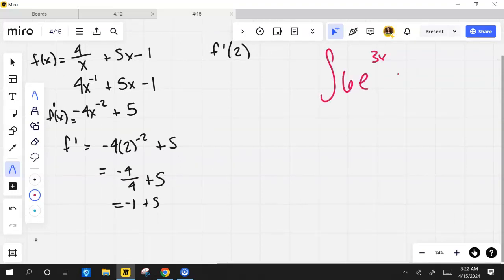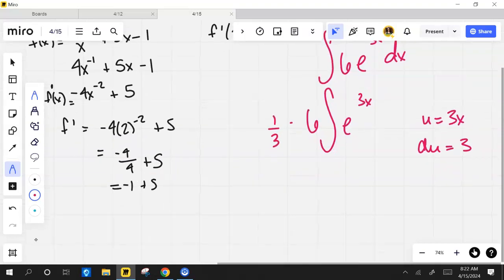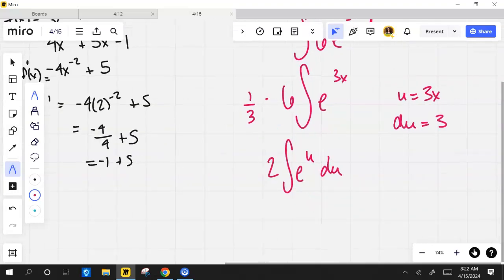6e to the 3x. I pulled the 6 out front. E to the 3x. I made u be 3x. I made du be 3, which means I need to counter out here with a 1/3. So I end up with 2 e to the u du, which is 2 e to the u, which is 2e to the 3x plus c.